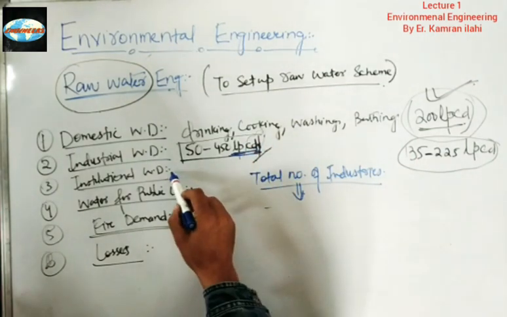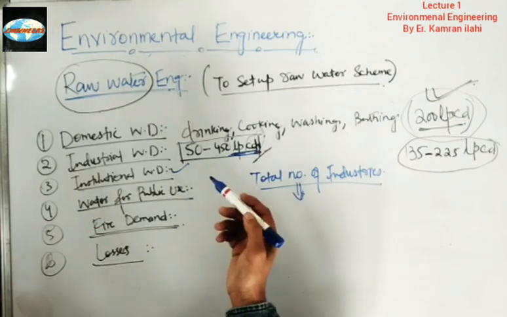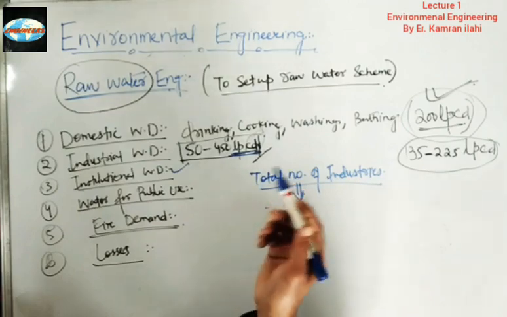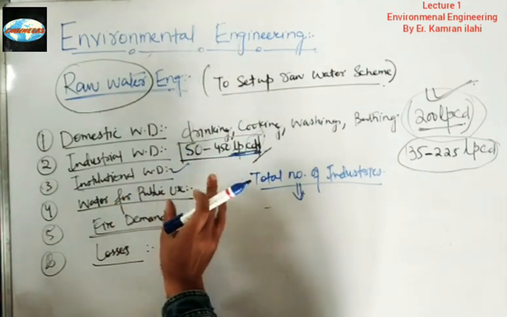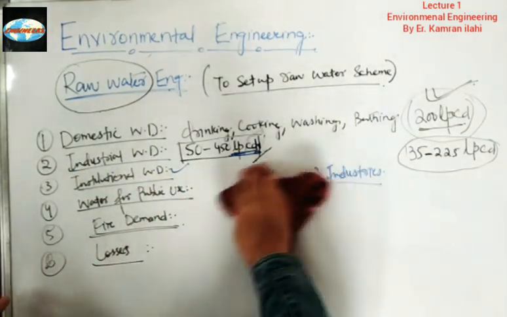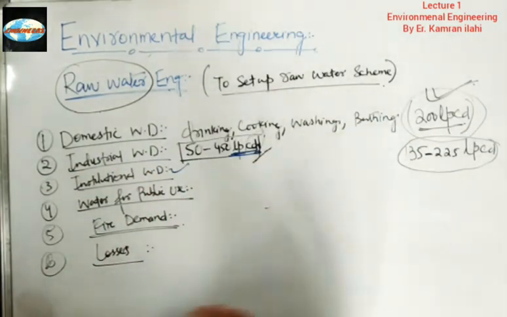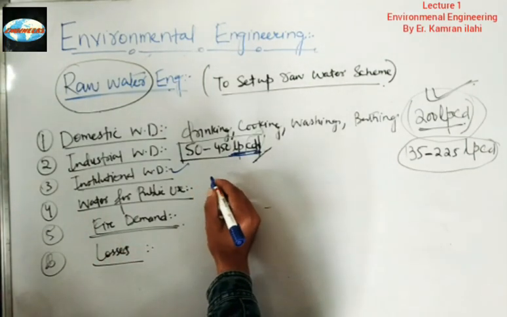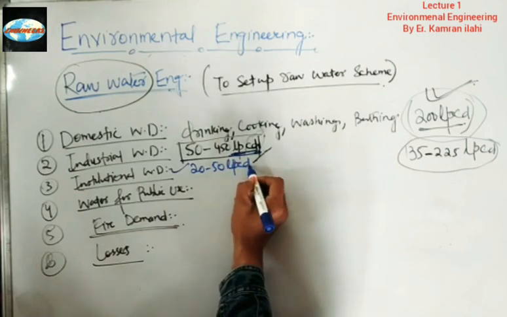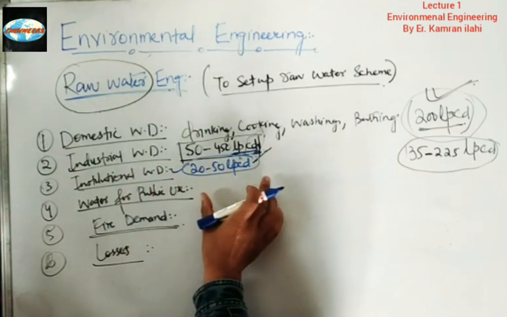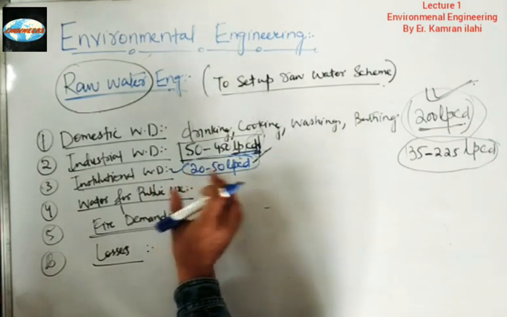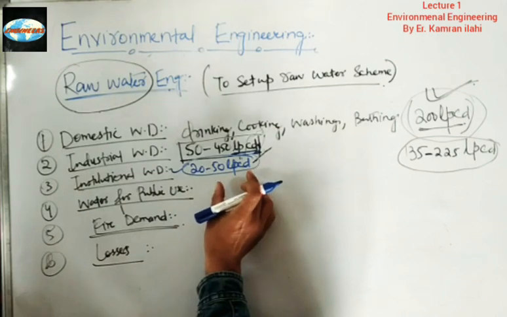Then we have institutional water demand. In institutions, we have schools, hospitals, railway stations, and airports as well. It's the amount of water required to satisfy the needs of different institutions. If I talk about the typical value of the water demand of institutions in India, it's in the range of 20 to 50 LPCD. So in an institute, on average in India, 20 to 50 liters are used per capita per day by a person.